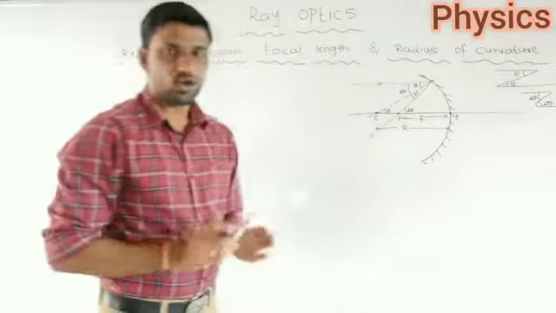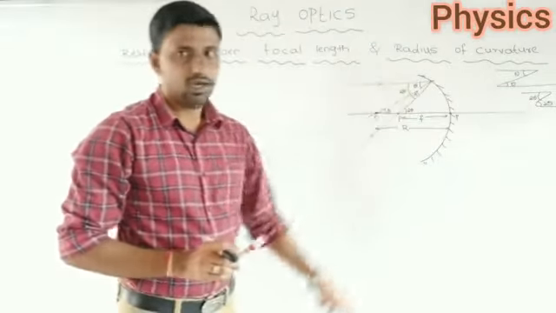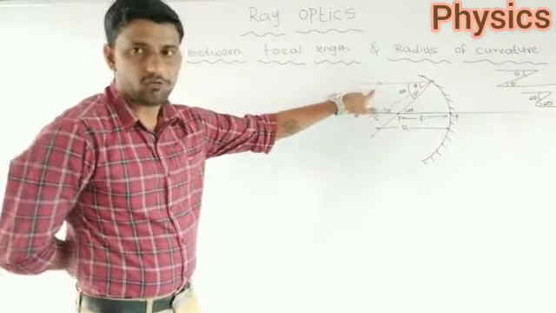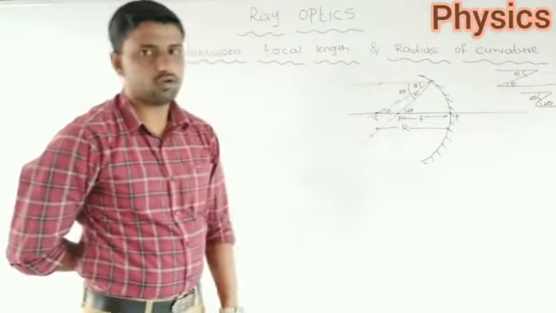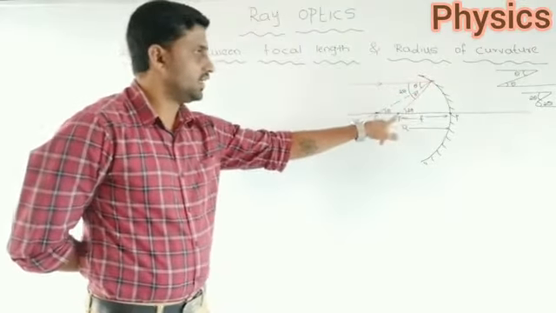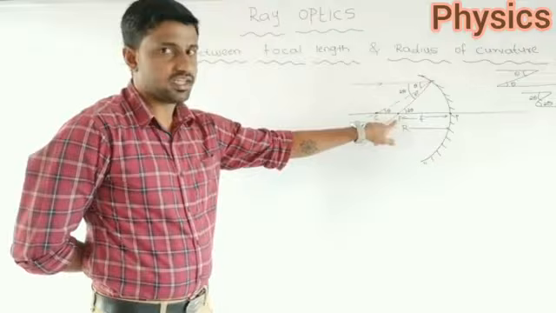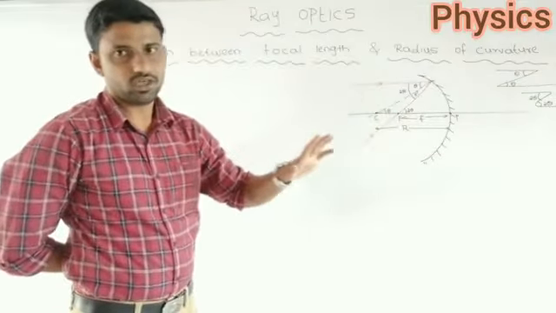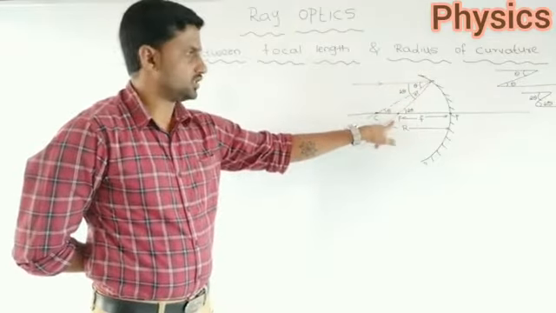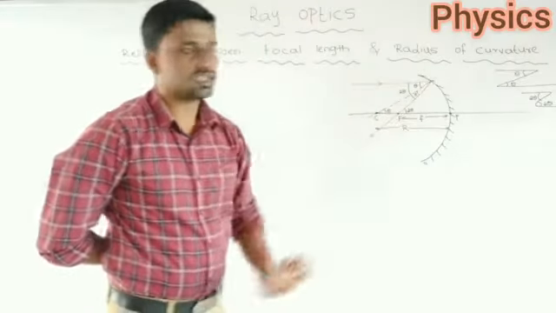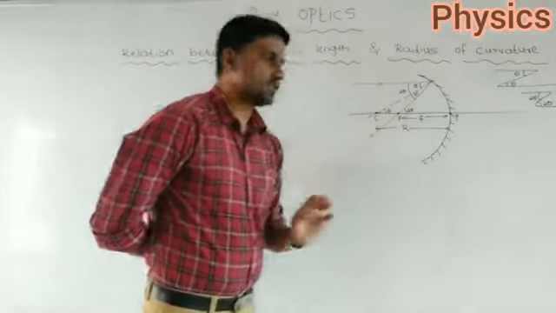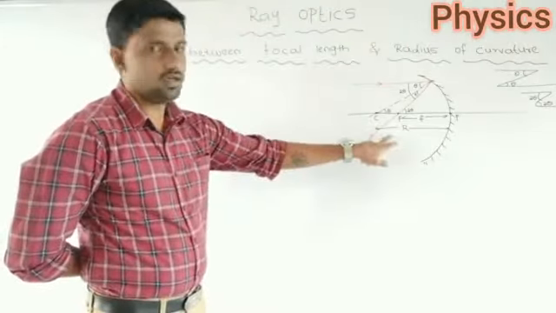So here I have considered one concave mirror and I have an incident ray of light on the reflecting surface of the concave mirror. After hitting the reflecting surface, it will pass through the focus. Suppose I incident parallel rays only, then they pass through the focus. The distance from pole to the focus is taken as the focal length, and the distance from pole to the center of curvature is taken as the radius of curvature.